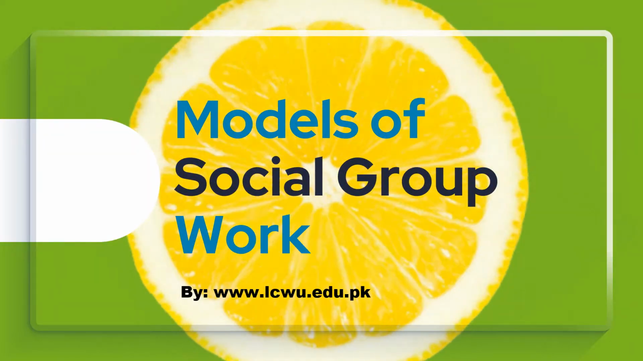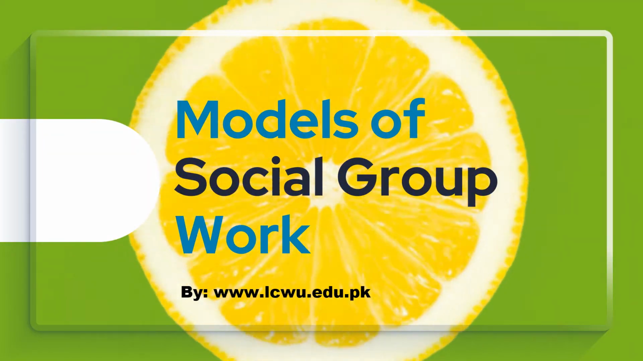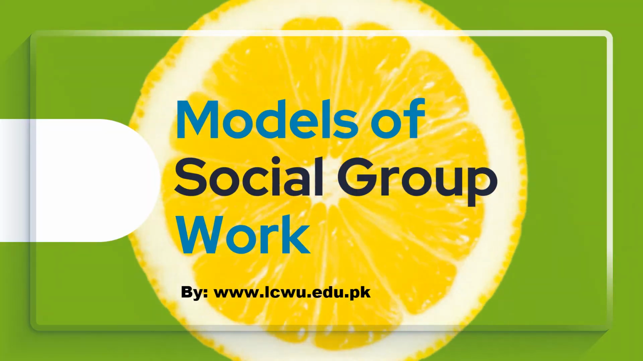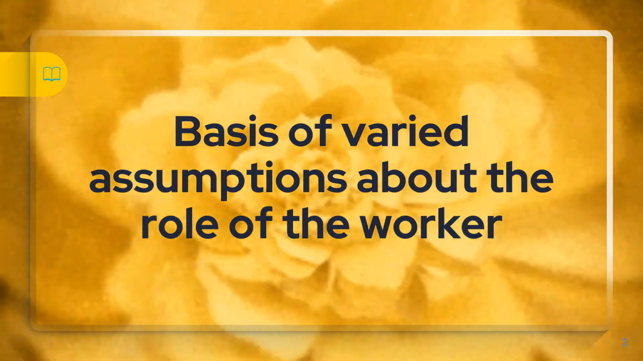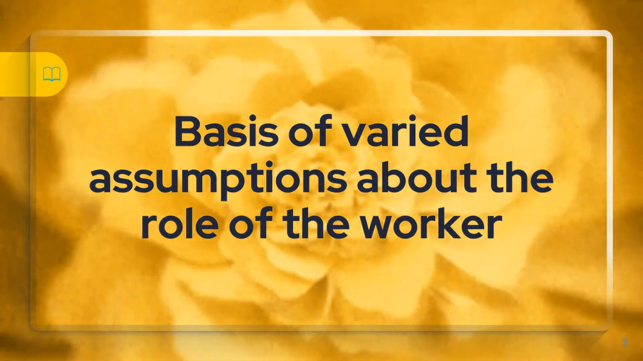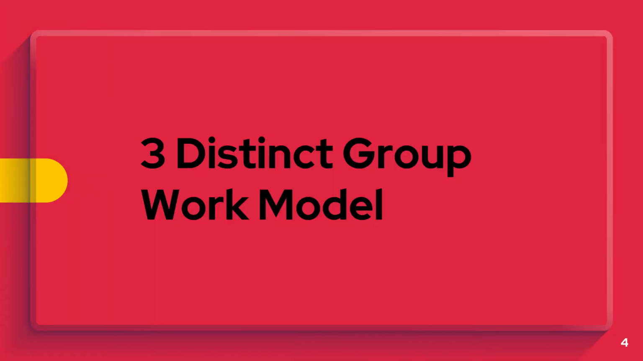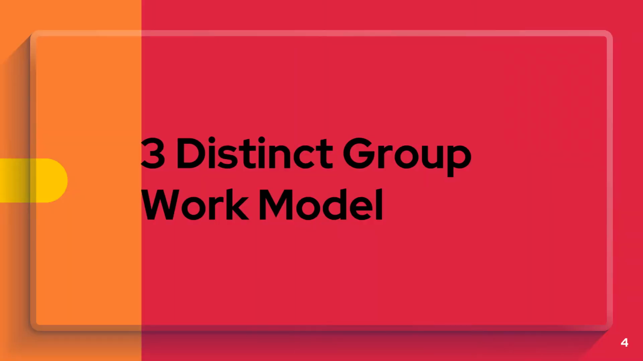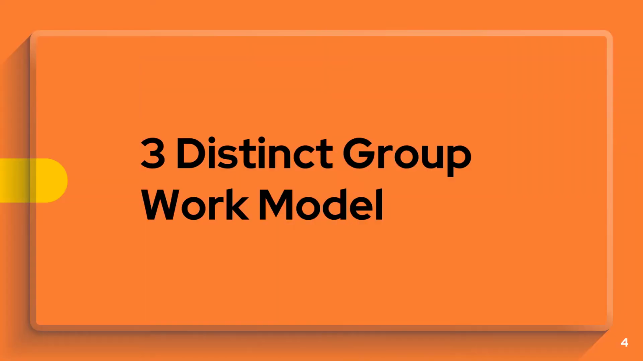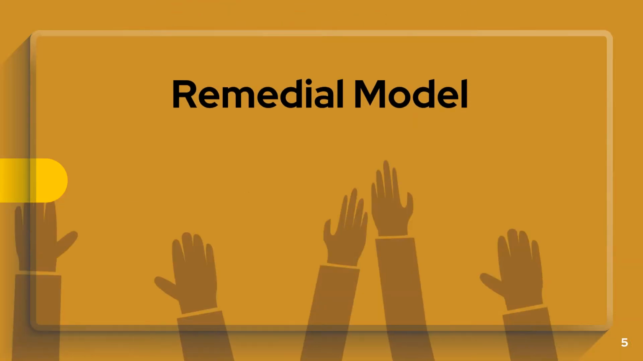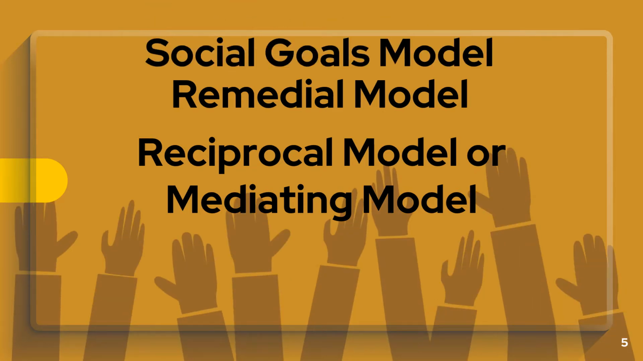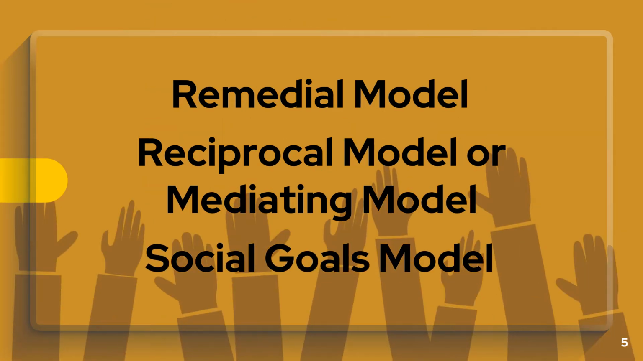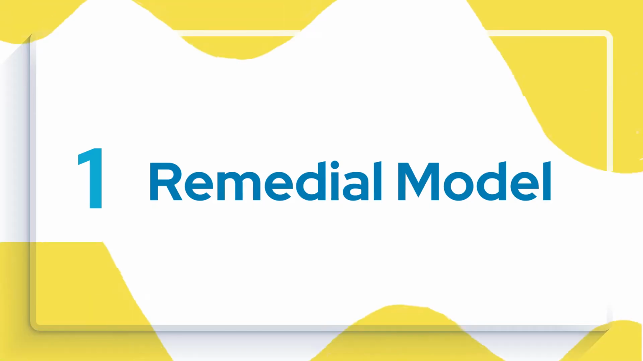In this video, we are going to talk about the models of social group work. On the basis of varied assumptions about the role of the worker, the group members and the content of the group, social workers proposed three distinct group work models. These are Remedial model, Reciprocal model or Mediating model, and the Social Goals model. Let's start with Remedial model.